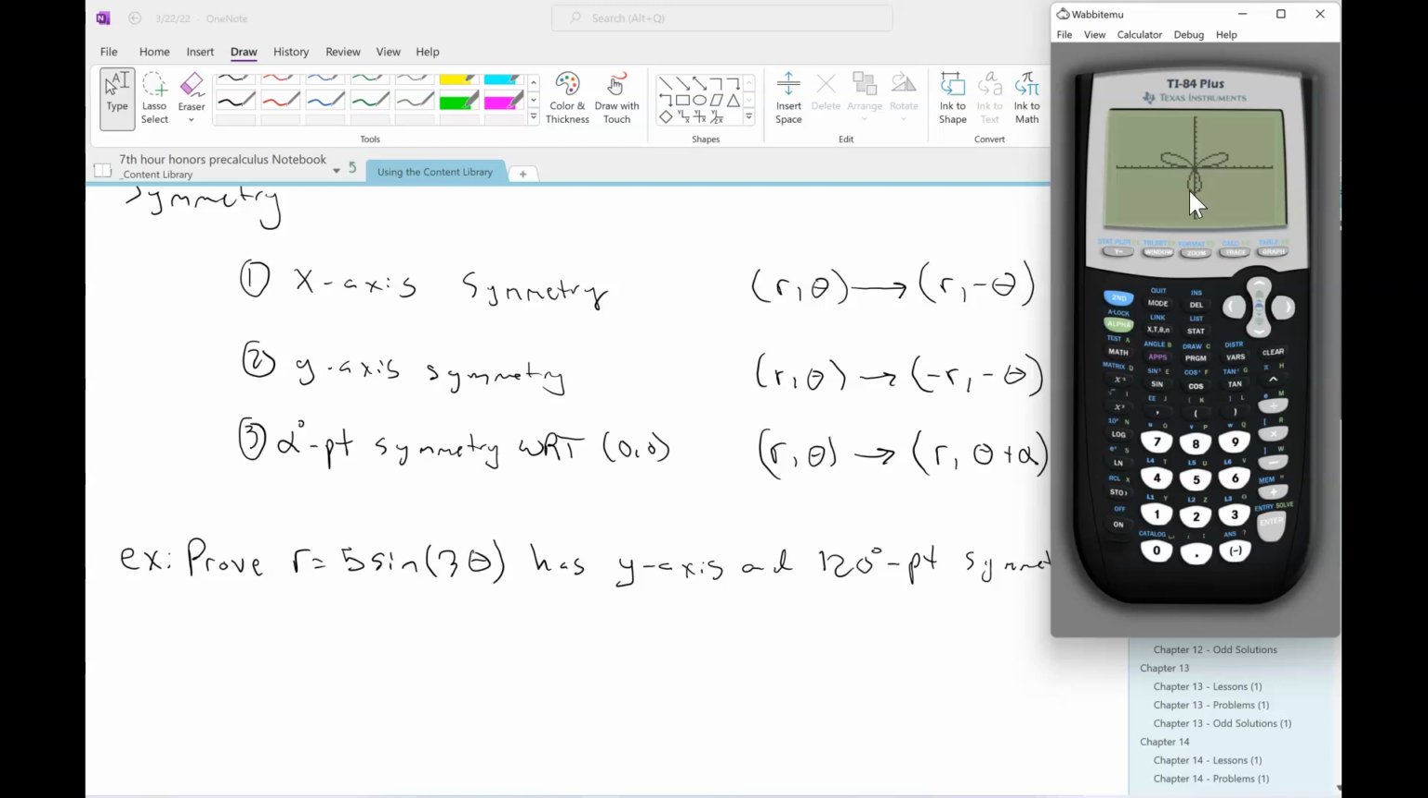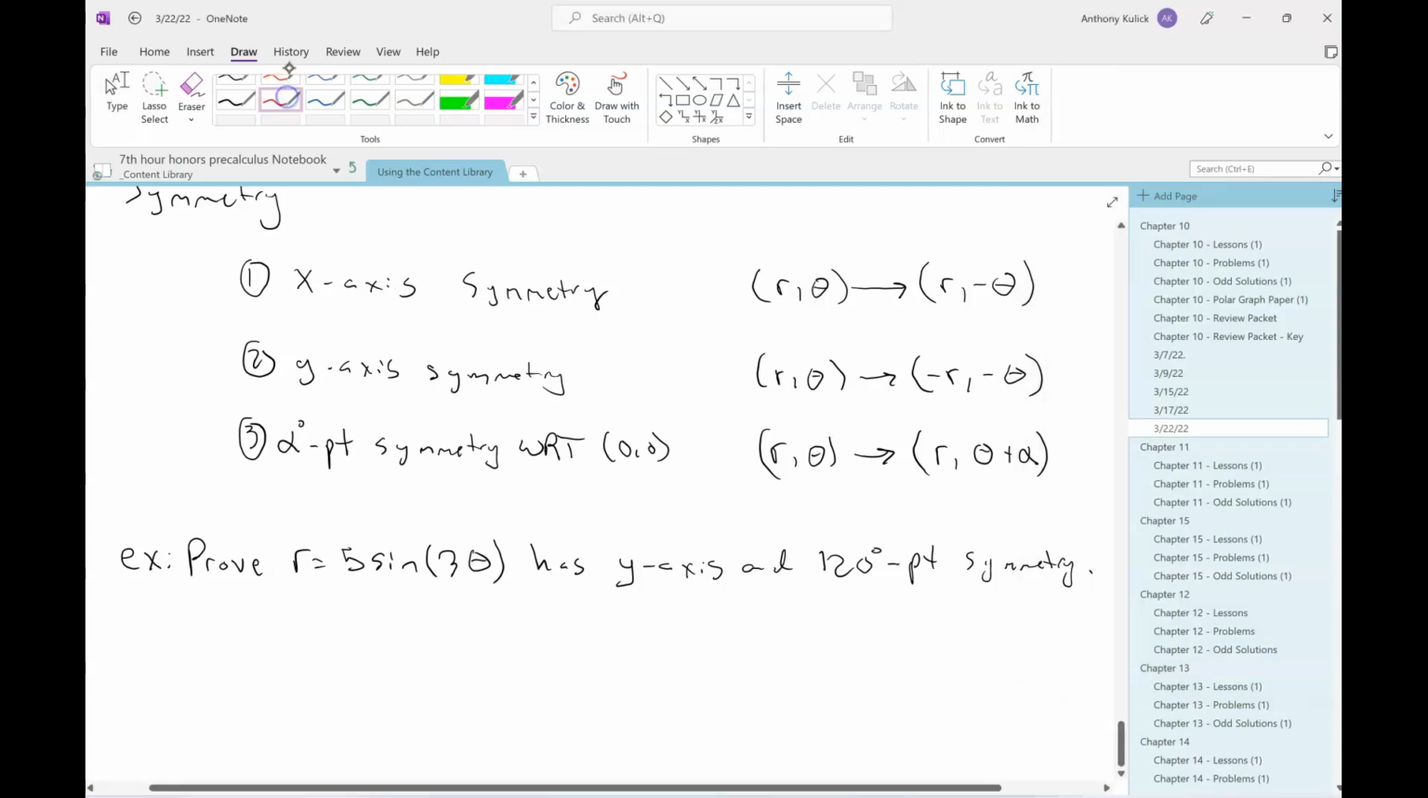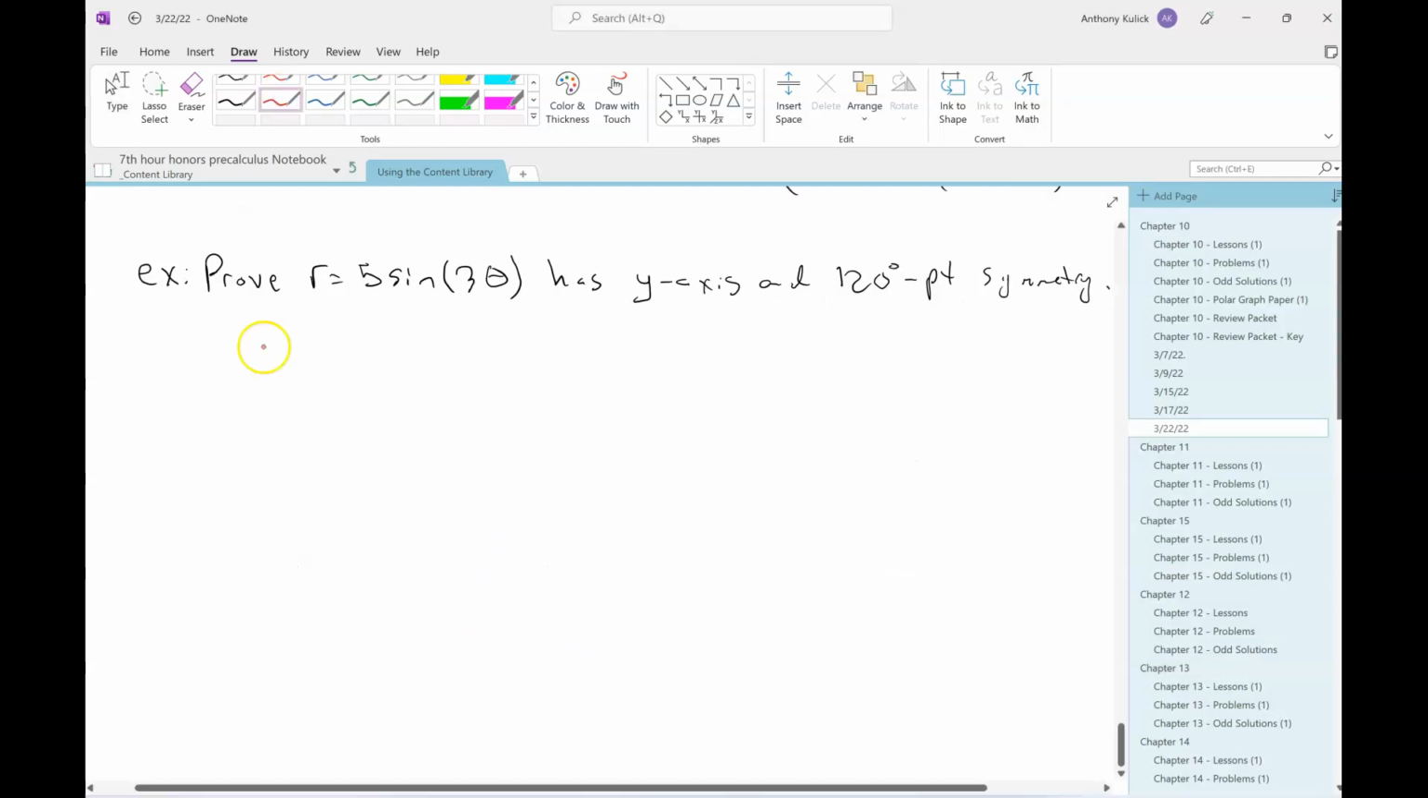Okay. So I'm pretty convinced that this should be doable because the problem is asking me to do something that's possible. I can see from the picture that, yes, this has both of those types of symmetries. So I'm just going to do each of these two proofs separately. Let's do the y-axis one first.